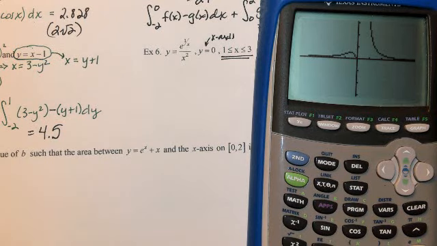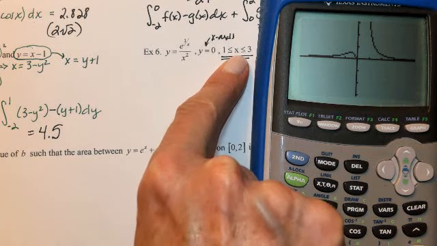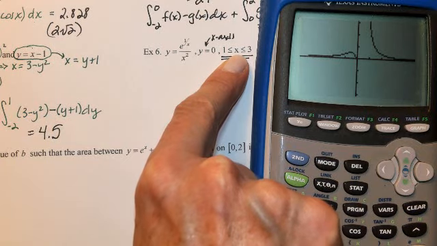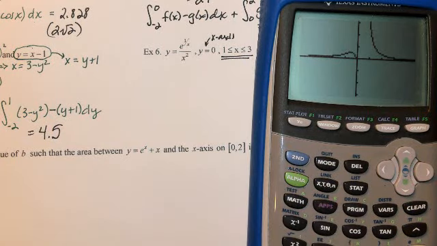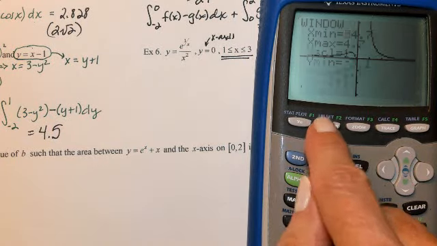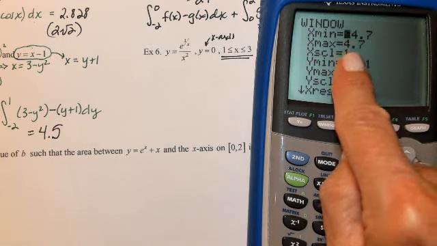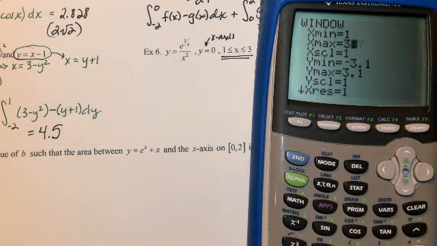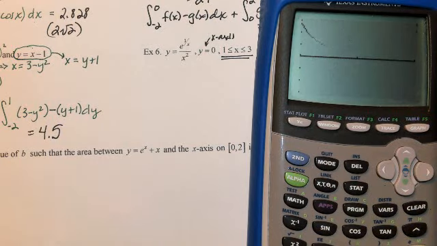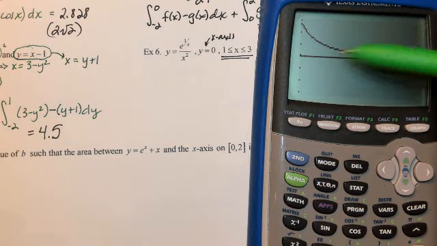I think we better see. Now remember, we only care about this from 1 to 3, don't we? We only care about it from 1 to 3. So from 1 to 3, in fact, I could go in here to my x min and x max and make it 1 to 3. Could do that. I think I will do that. There's 1 to 3. So 1 to 3, there's my region, right?